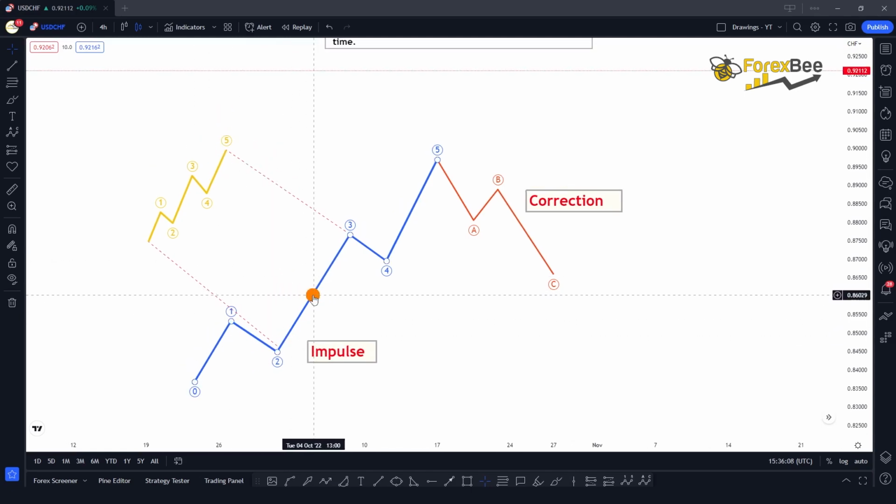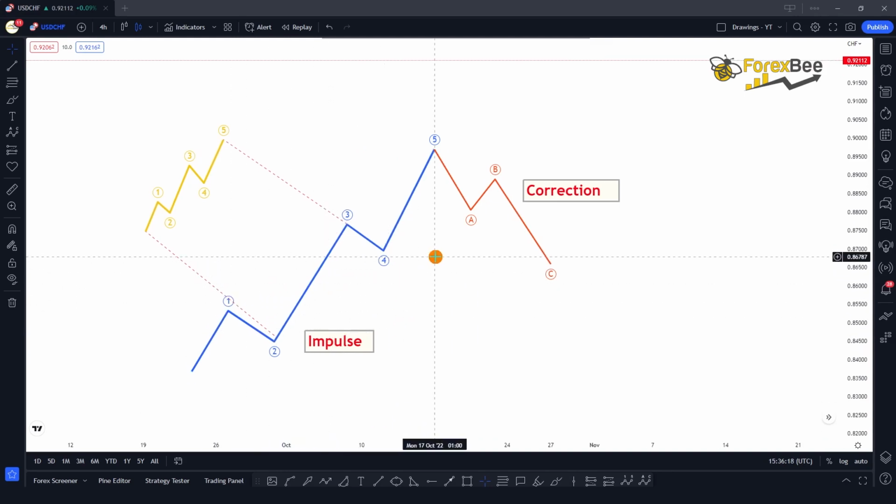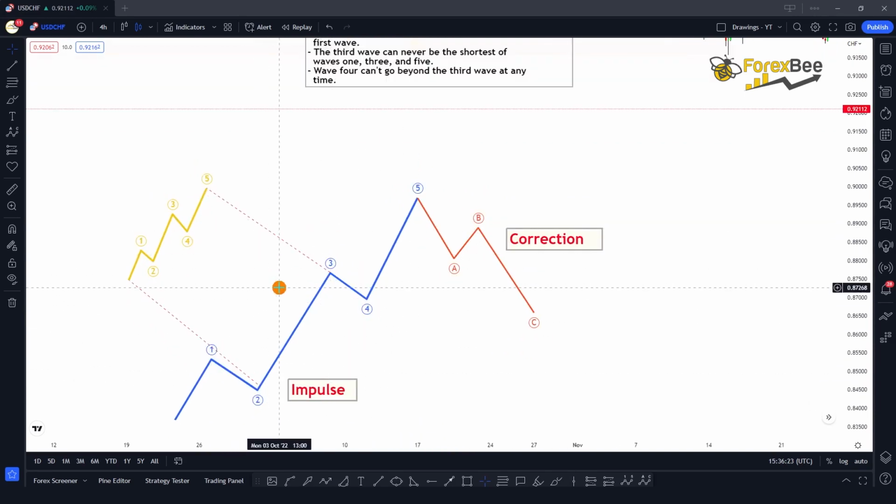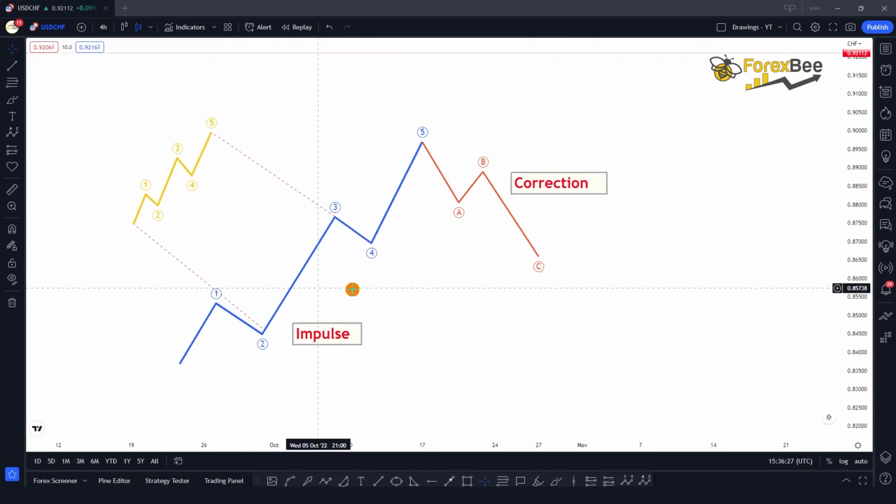Now, first of all, let's talk about how this theory works and what is on the back end of this theory. This theory was discovered by Ralph Nelson Elliott, after he observed recurring patterns in a lot of financial markets for over 20 to 30 years of past data. Now, this theory was developed back in 1930.